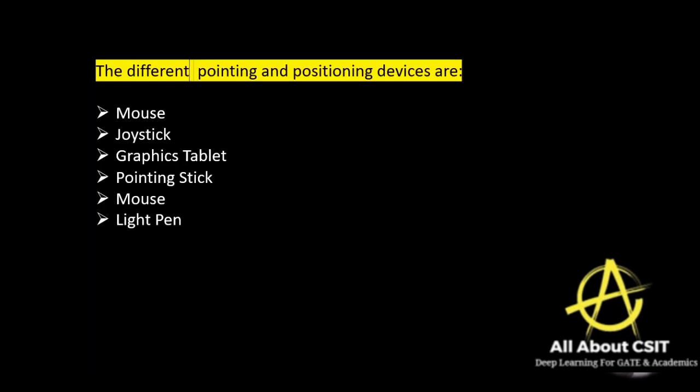Now let's have a look at the different types of pointing and positioning devices. The different pointing and positioning devices are mouse, joystick, graphics tablet, pointing stick, trackball and light pen. Now let's have a look at each of these pointing and positioning devices with a diagram.